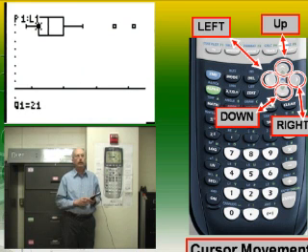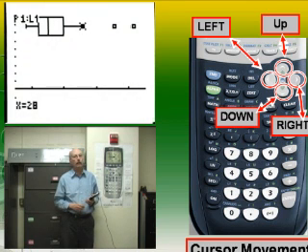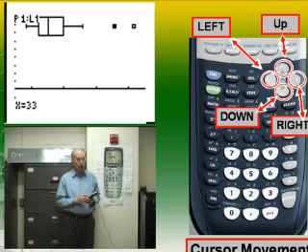Scroll over once, we get to the first quartile boundary, which is 21. Scroll again, we get to 22.5, which is our median. Scroll again, we get to 25, which is our 3rd quartile. Scroll again, we get to 28, which is our 4th quartile. And then we have 2 outliers, which are 33 and 36.